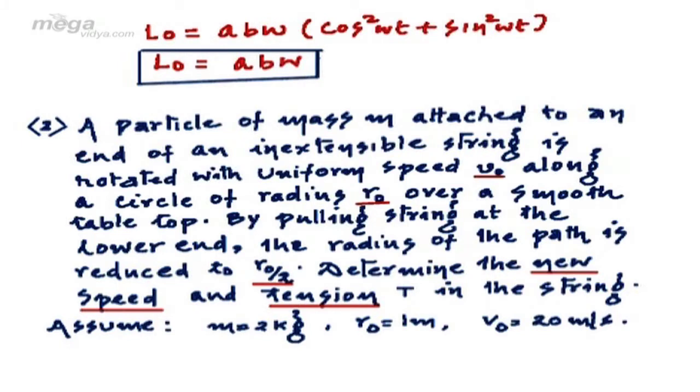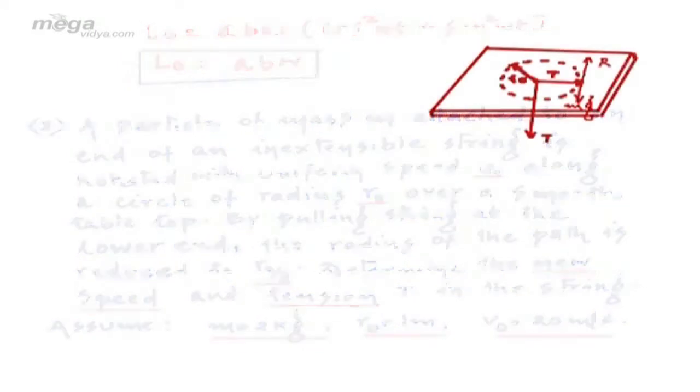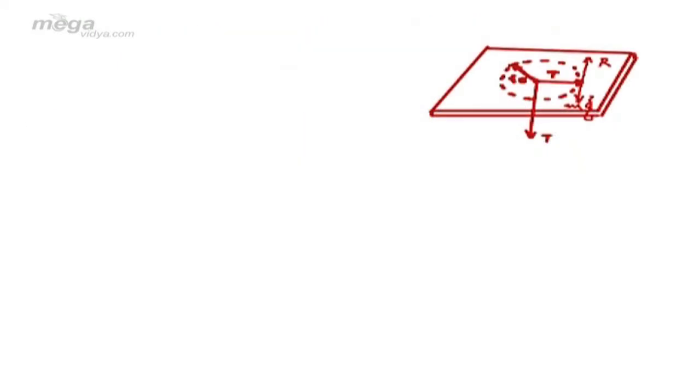The values have been given. Mass is given to be 2 kg, radius is given to be 1 meter and velocity v0 is given to be 20 meter per second. The figure has been provided over here.